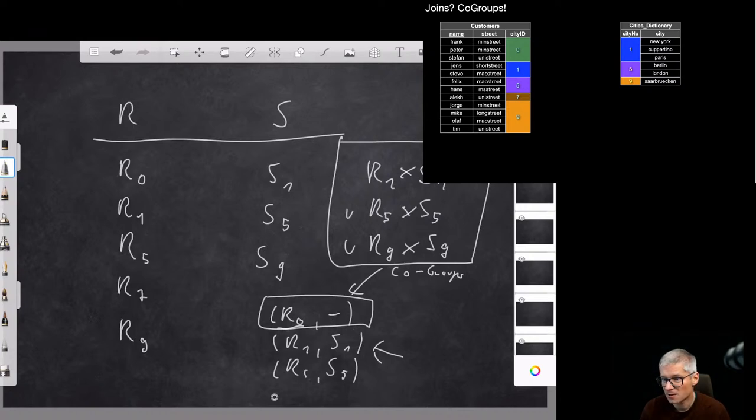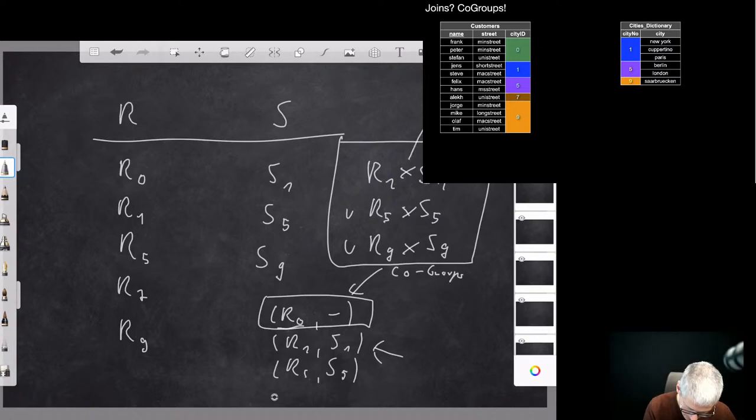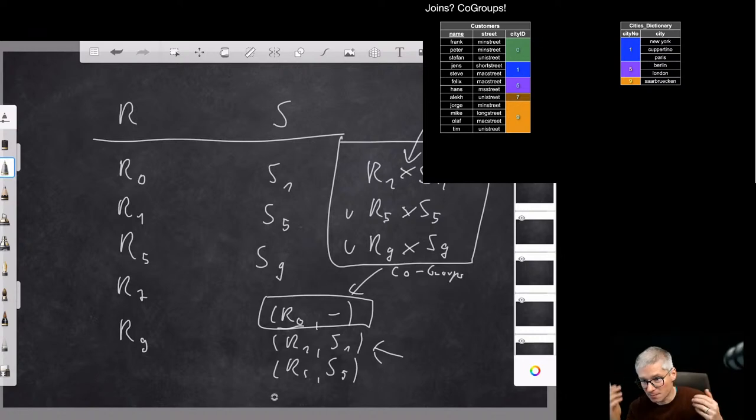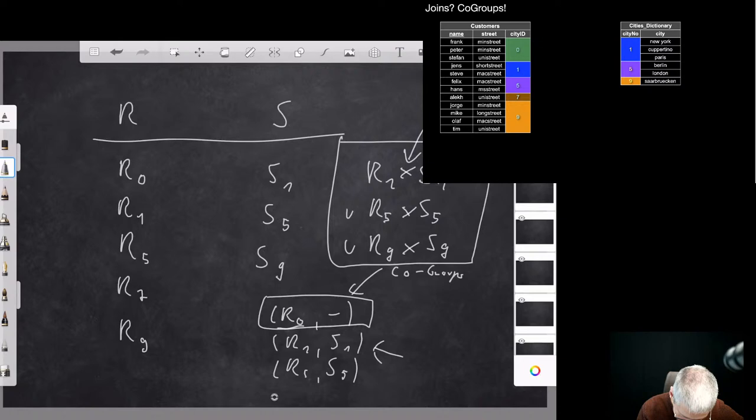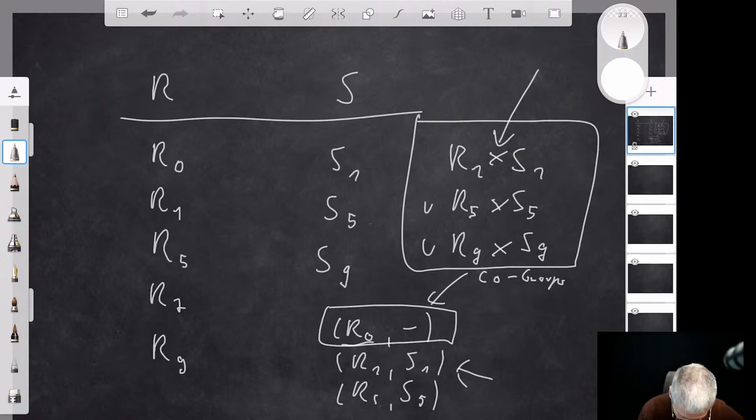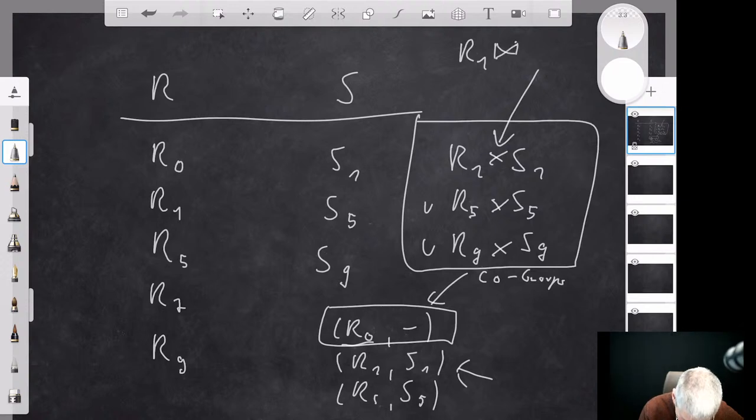So why don't I do a join here? That's important to understand. One of you answered, I do a cross product. I could also replace that by the original join, right? I could write down the join symbol. So I could also write down R1 join, and then whatever my predicate was, and then S1.